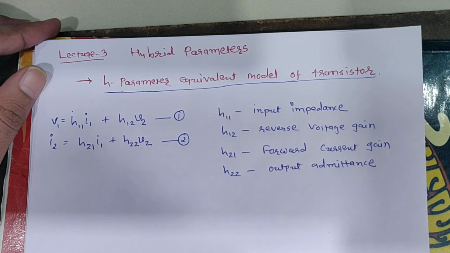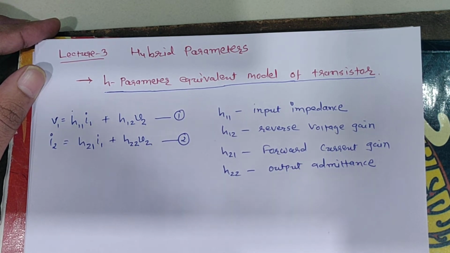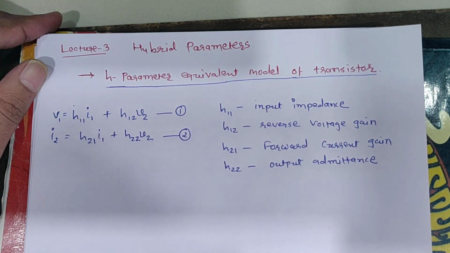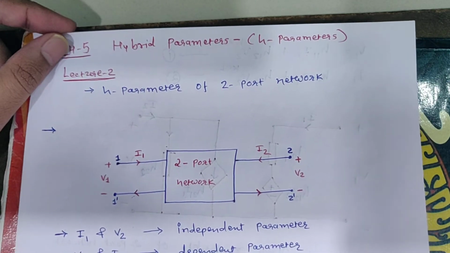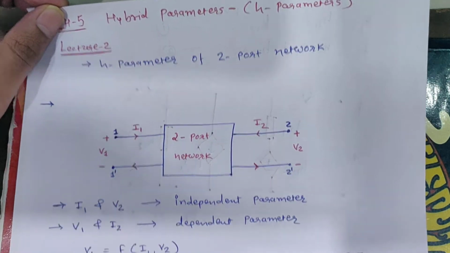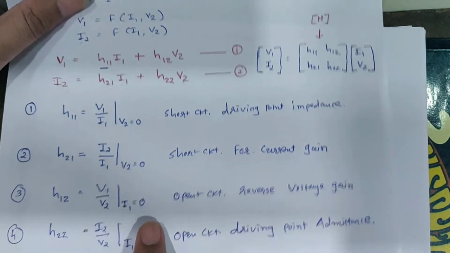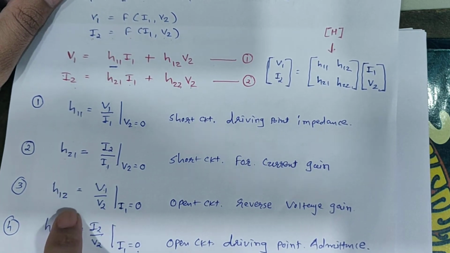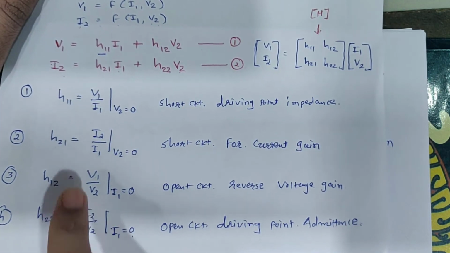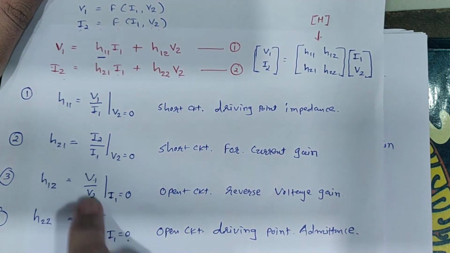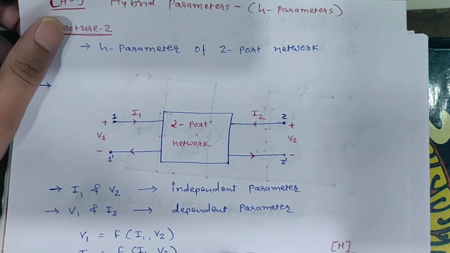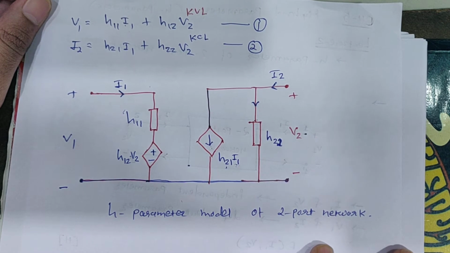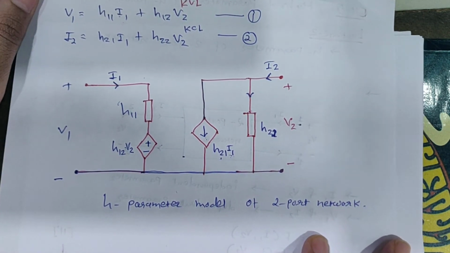Today we are going to discuss lecture number 3 of H parameter, chapter 5 of the ECA subject. In the previous lecture we discussed the H parameters of a two-port network. We obtained H11, H21, H12 and H22. These four parameters we derived, and we drew the equivalent circuit of the two-port network, which is equivalent to the H parameter model.